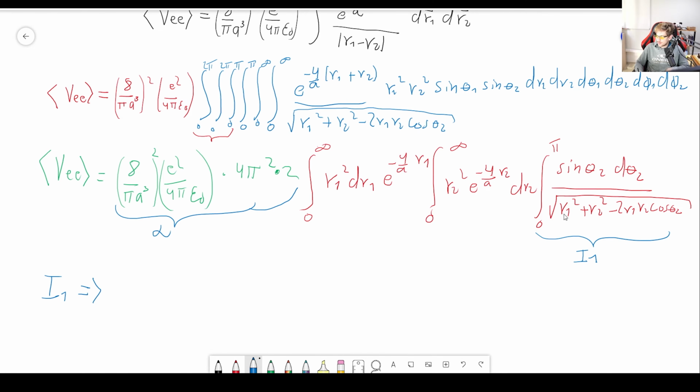Well, notice that we integrate with respect to theta 2, and we have cosine and sine, and we know that one is the derivative of the other. So if we take some substitution of cosine and we take the derivative, we will get sine d theta, which is already up here. So that's why using u equals r1 squared plus r2 squared minus 2r1 r2 cosine theta 2 is tempting. And why did I take this as well? Because these things are simply constants with respect to theta.